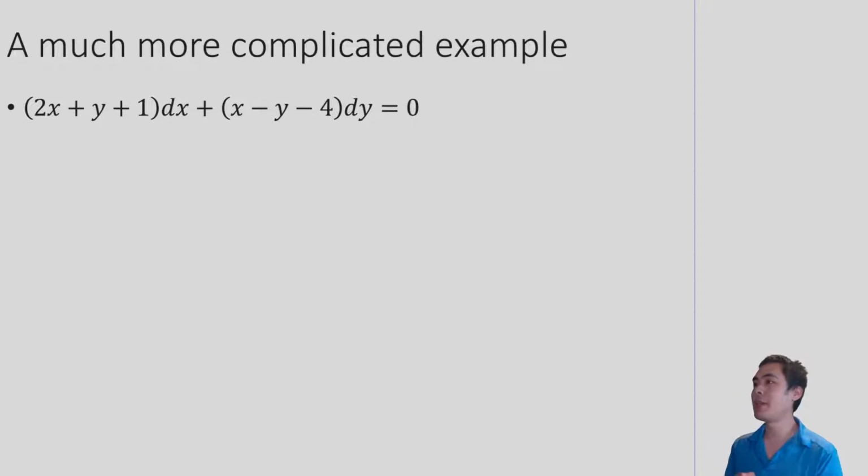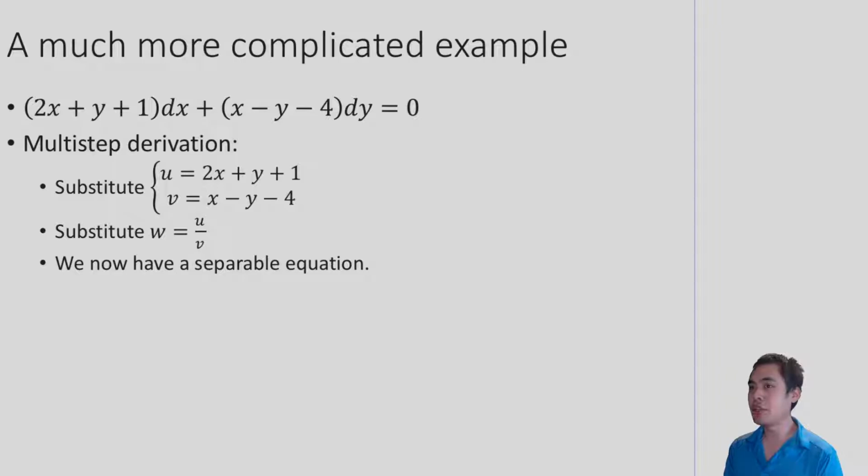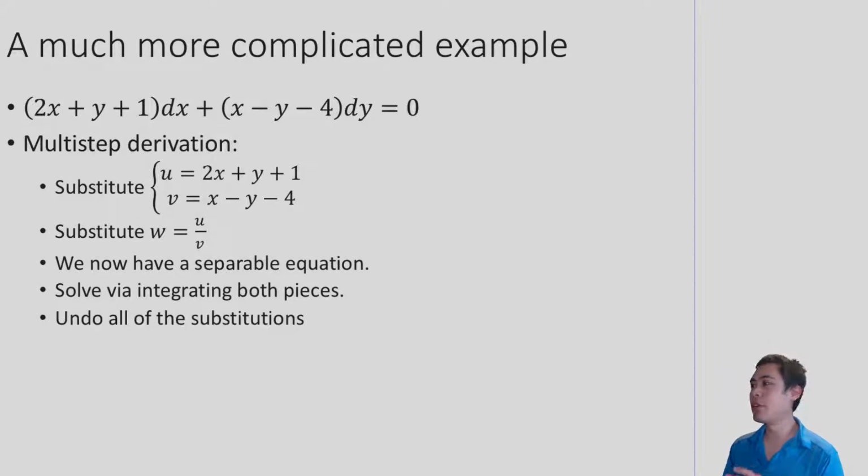So for this much more complicated example, let's say we have (2x + y + 1) dx + (x - y - 4) dy = 0. There is a multi-step derivation that works for this. The first thing we're going to do, for reasons that I won't go into too much detail, is substitute u = 2x + y + 1 and v = x - y - 4. And then you're going to substitute w = u/v. It turns out that after doing both of those steps, we'll have a separable equation. You can solve it by integrating both pieces, and you can undo all the substitutions. How we guessed the particular substitutions, I'm not going to get into yet. But let's just see what happens.